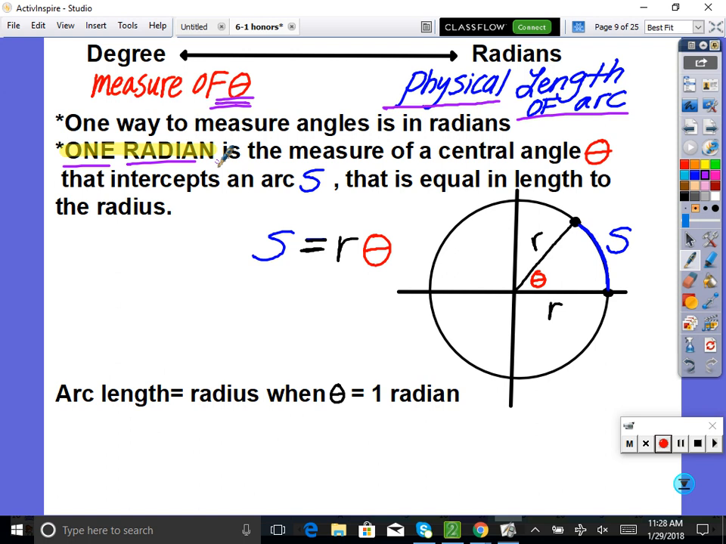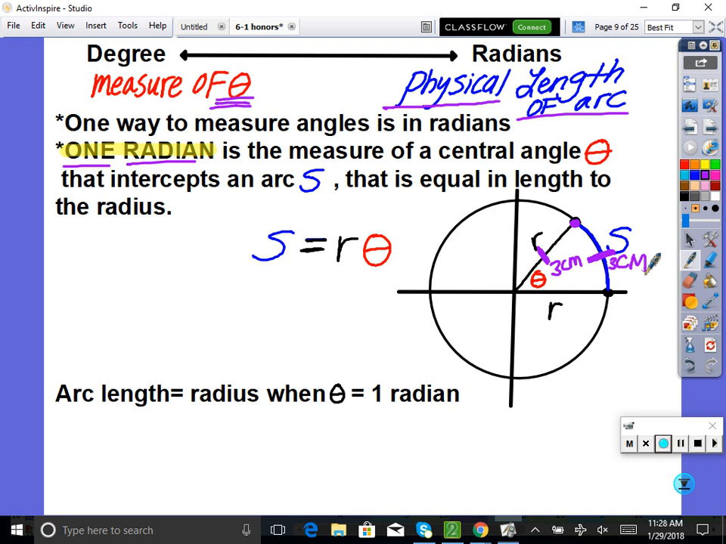A radian, 1 radian by definition is when this happens. This is 1 radian. When you're creating an angle, you're opening up, and then finally you hit a certain point when this length right here, this physical length, is equal to the length of the radius. That's what creates 1 radian, when the radius and the length of the arc are finally equal in length. So if this was 3 centimeters, this length right here would also be 3 centimeters. Do you get what 1 radian is?